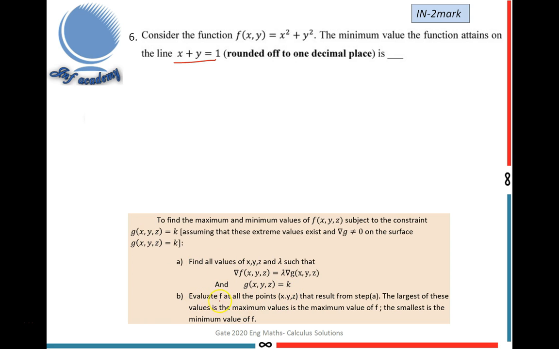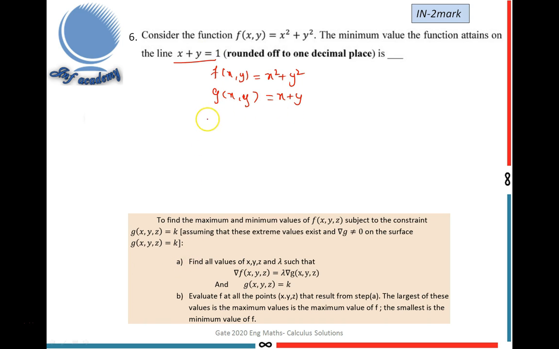So the second step is to evaluate f at all the points x, y, z from the result of step one. The largest of these values is the maximum value of f. The smallest is the minimum value of f. Okay, this is the procedure. So here f of x comma y is x square plus y square, and g of x comma y equal to x plus y. This is equal to k. X plus y equal to k.